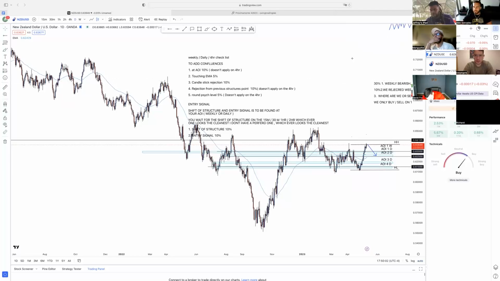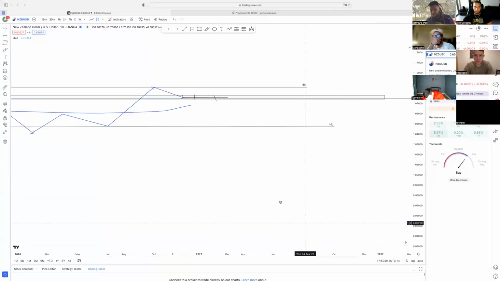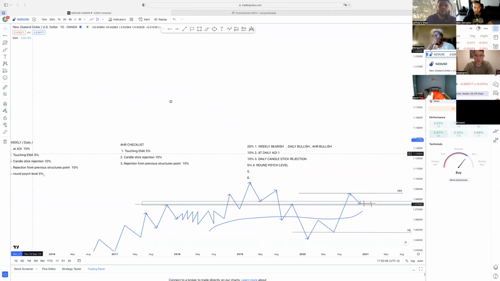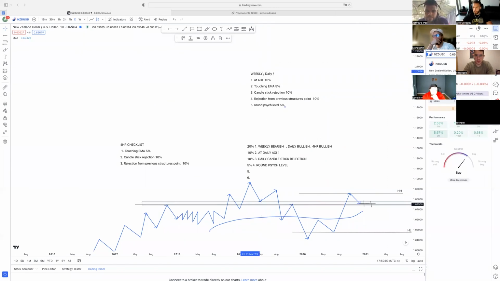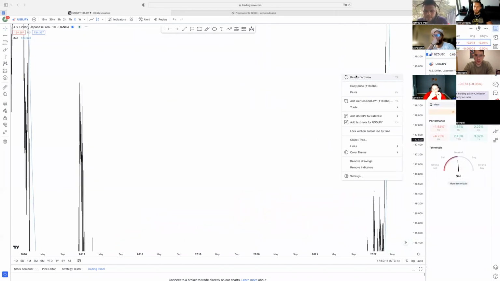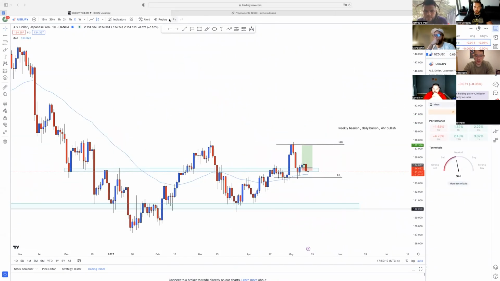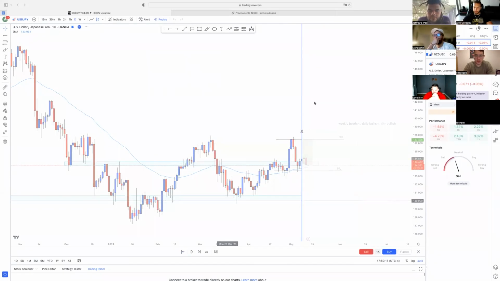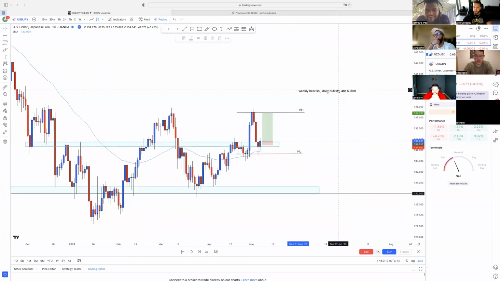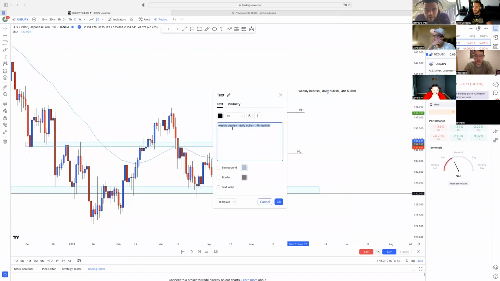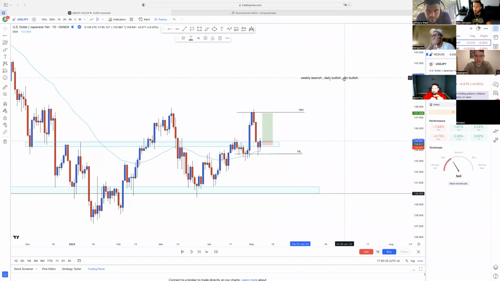All right, so let's do this. We're going to take this same method right here, because this is our checklist. So we're going to come here to USD JPY. Let's just pretend we didn't get stopped out. We're understanding that the weekly is bearish, daily is bullish, and 4 hour is bullish. So are we looking for an area of interest on the weekly to buy? Type 1 if yes, type 2 if no.